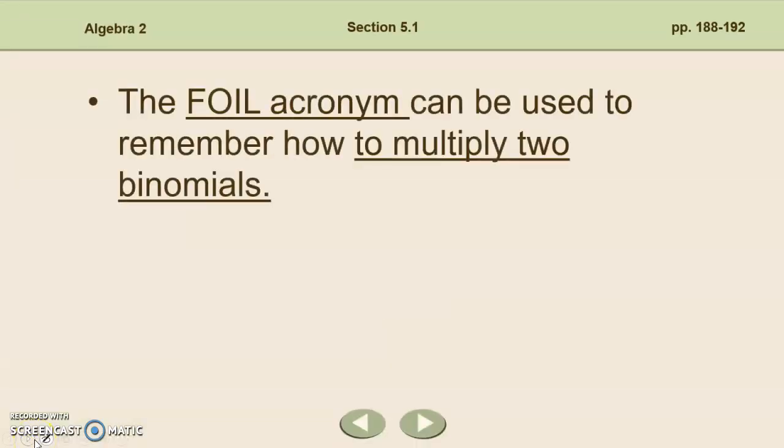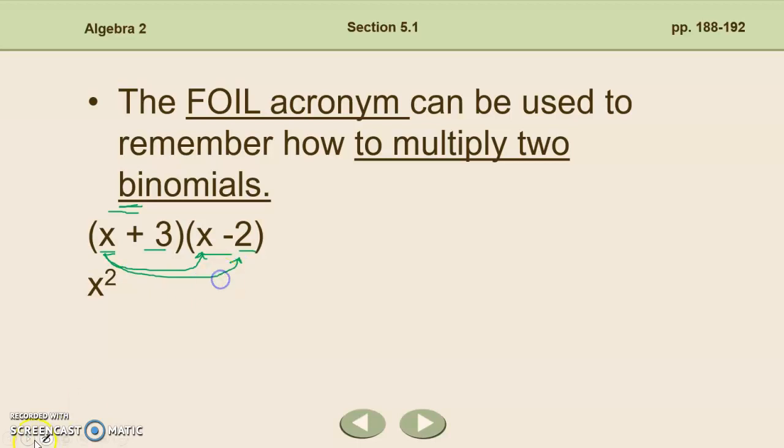The FOIL acronym is a helpful acronym that can be used to remember how to multiply two binomials. Let's take a look at that. So we've got binomials, or polynomials with two terms. So this has two terms and this has two terms. And we can multiply this a couple of different ways, but the FOIL acronym can help us. We can take the first terms multiplied by each other. So x times x gives us x squared. O stands for outside, so the two terms on the outside, x and negative 2.